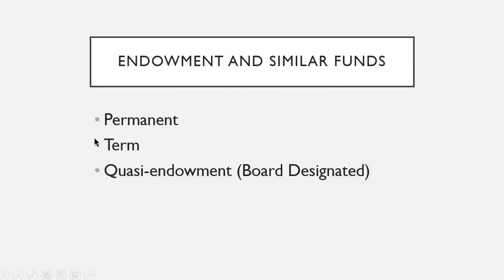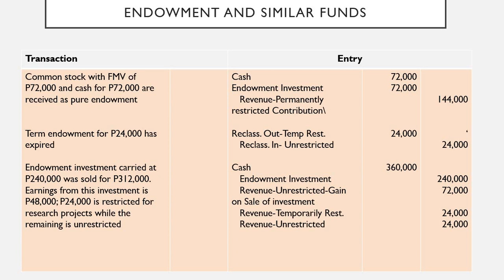Endowment and similar funds, no? Yung endowment funds natin, meron siyang, as what we have discussed kanina, permanent, term, or quasi endowment. It is board designated endowment. So, example transactions, common stock with fair market value of 72,000 pesos and cash for 72,000 pesos are received as pure endowment. Yan. So, debit ka lang ng cash, debit ka ng endowment investment for 72,000 each. Dahil pure endowment siya, therefore, its principal is kept intact or it is held in perpetuity.